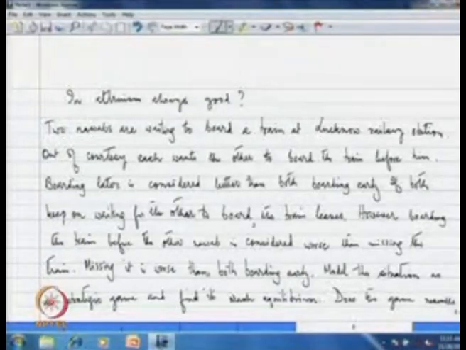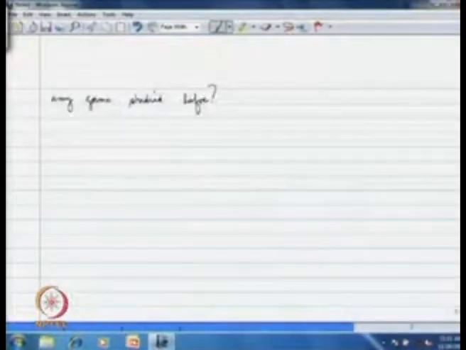Model the situation as a strategic game and find its Nash equilibrium. Does the game resemble any game studied before?